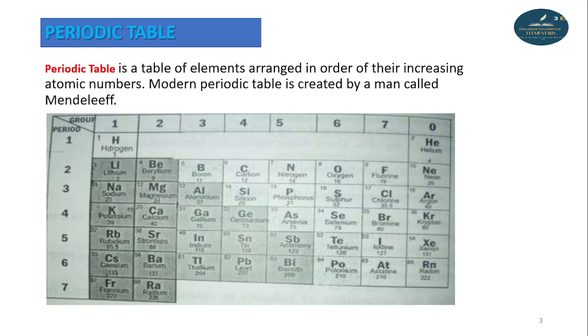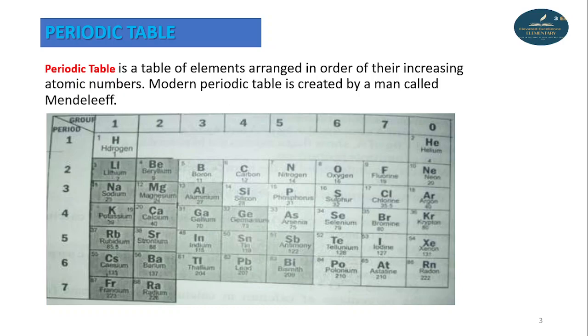The periodic table is a table of elements arranged in order of increasing atomic numbers. The modern periodic table was created by a man called Mendeleev. So this is the structure of the periodic table. This is how it looks. It contains the elements we have in chemistry.